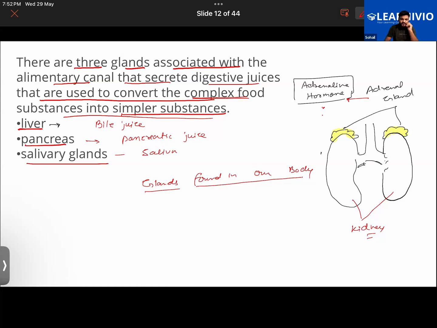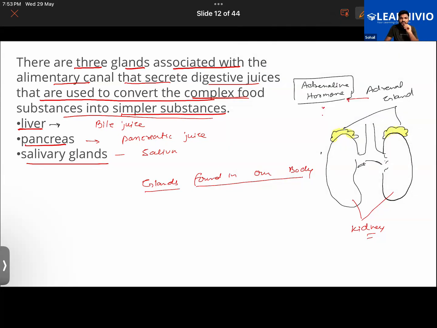For example, do you know that some humans are like giants? They have a gigantic size, while some are dwarf. Are you aware of that? Why does that happen, that some people are very tall? Because of hormones.